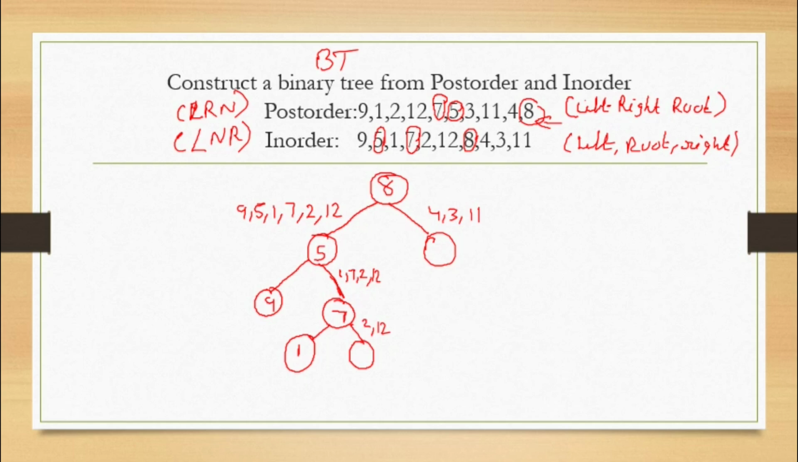Out of 2 and 12, we observe that 12 comes first, correct? So that is the root. Mark it in the in order. What comes to the left of 12? It is 2. So everything is marked here. Whichever is processed, just mark it, students. Even 9 is also processed, and we can see it there, the left subtree. Now only 4 3 11 is left.